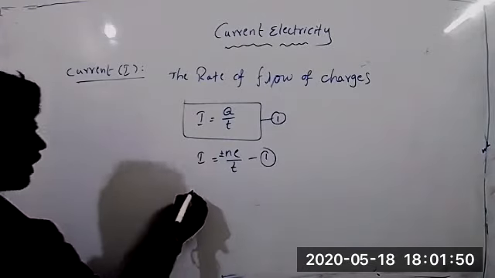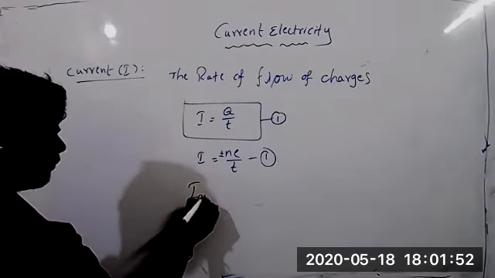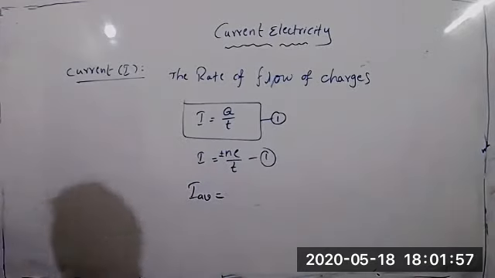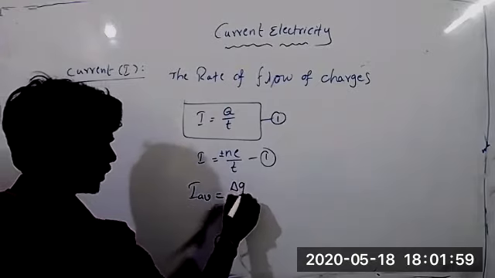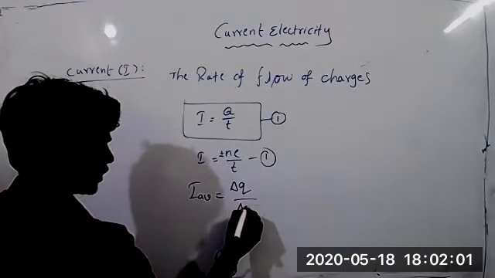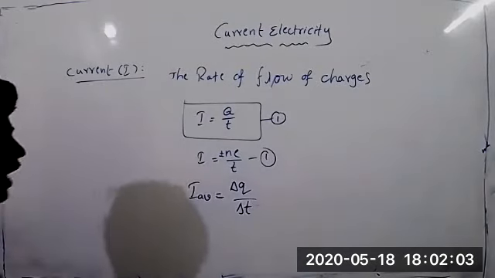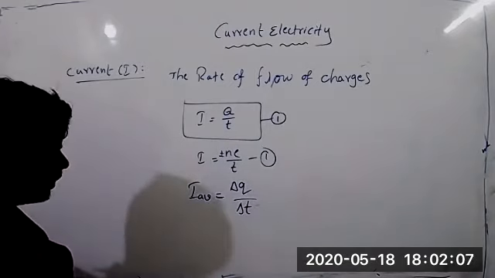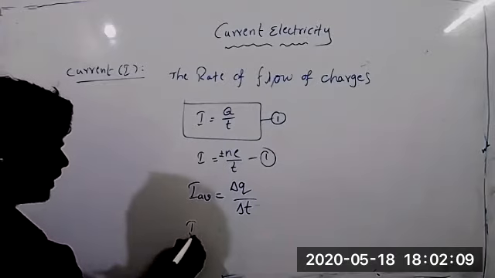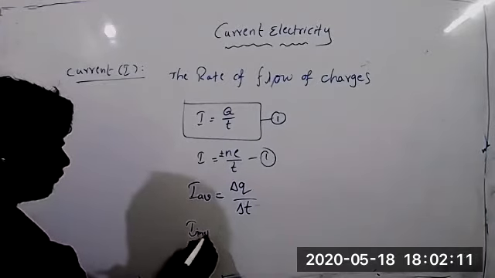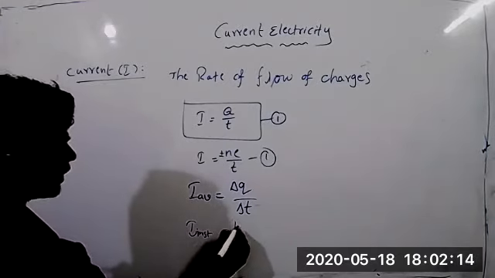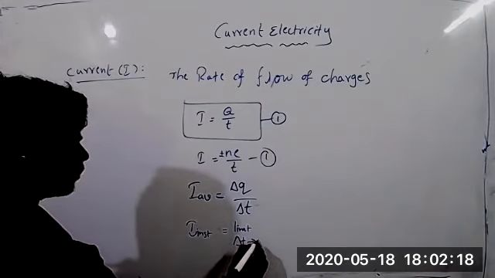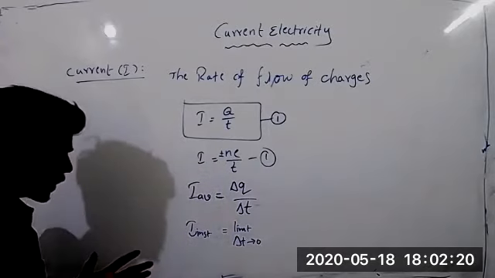If you want to find the average current, I average is equal to the change in charge by the change in time. Delta Q by delta T is the average current. If you want the instantaneous current, we have to apply a limit: delta T tends to 0.